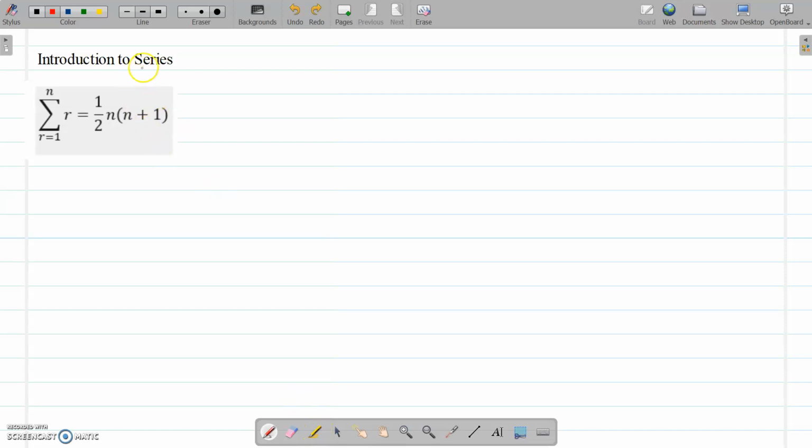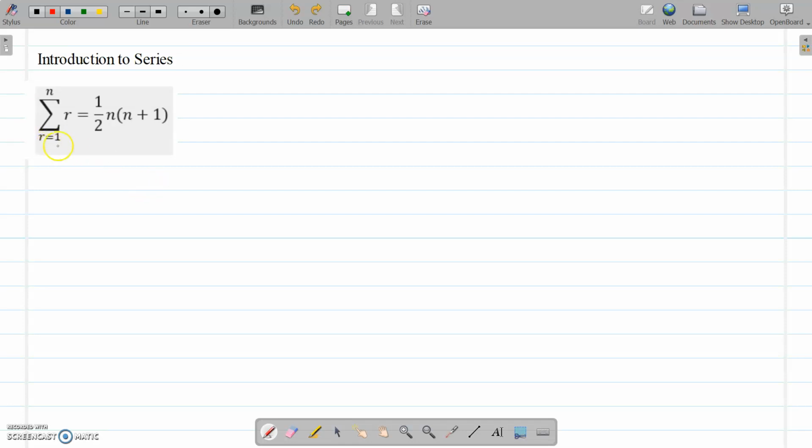So quite simply, a series is the sum of the terms of a sequence. So if you have a sequence of numbers that follow a particular rule and you add the terms together up to a certain point in this sequence, that's a series.